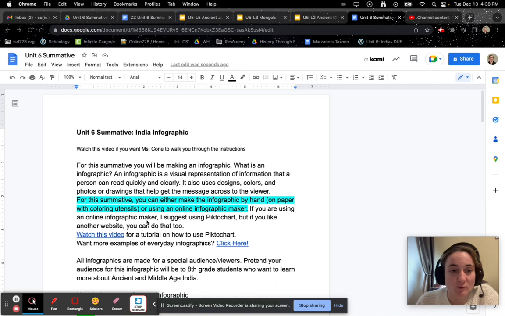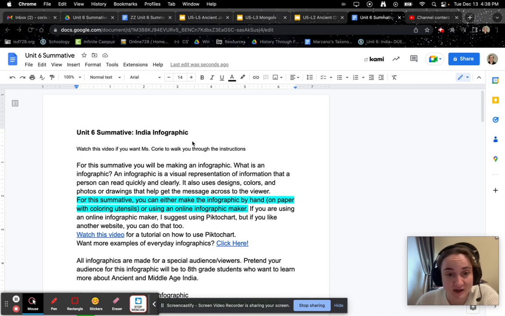All right, so for the summative, you will be making an infographic. What is an infographic? An infographic is a visual representation of information that a person can read quickly and clearly. It also uses designs, colors, and photos or drawings that help get the message across to the viewer.